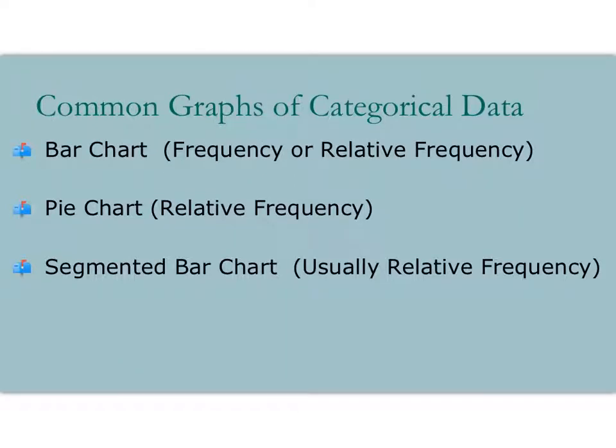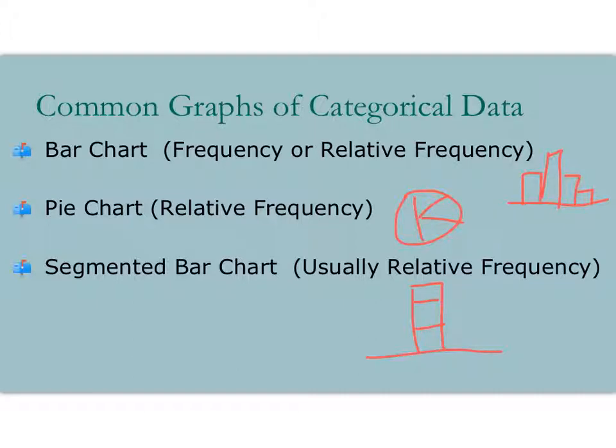So we have three common graphs if we're talking about categorical data, which we're going to talk about for a little bit. We have a bar chart, where we put either frequency or relative frequency, so something like this. You've seen these a lot. Then you have a pie chart. We also spend a lot of time on those, which is relative frequency. And a segmented bar chart, this might be new. It's where you have one bar and then that bar is split into parts using relative frequency.